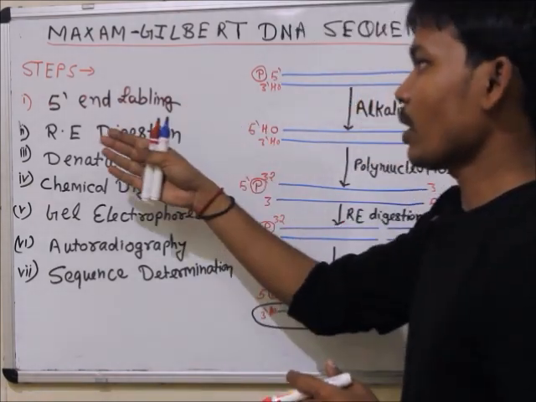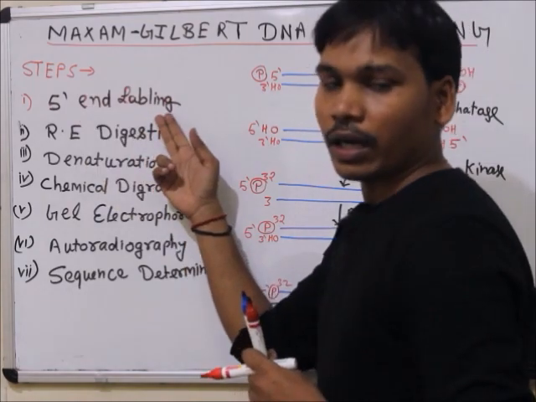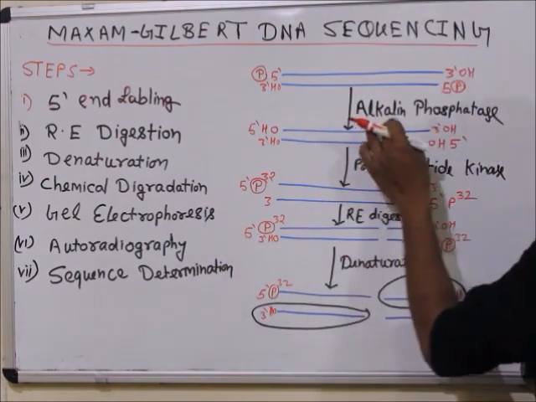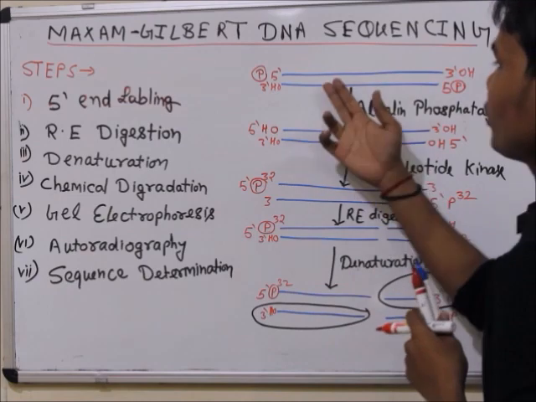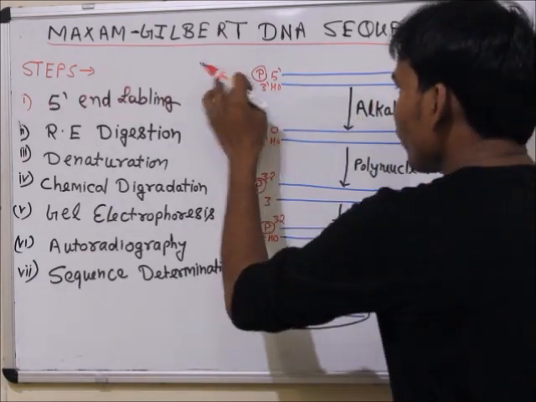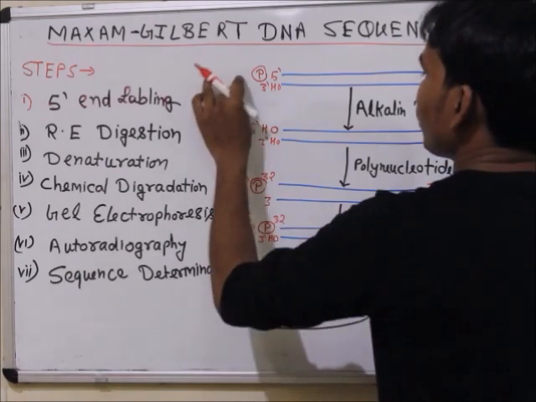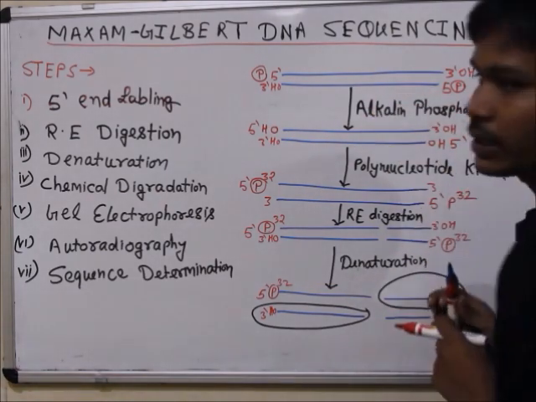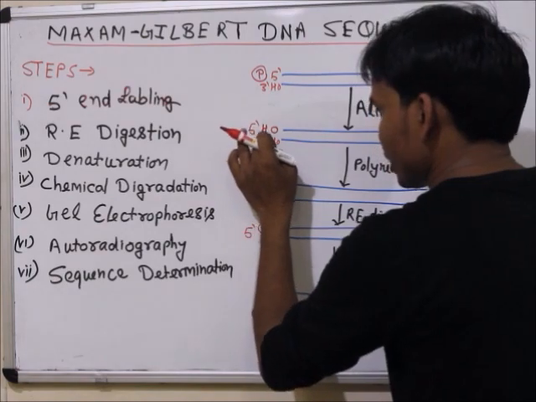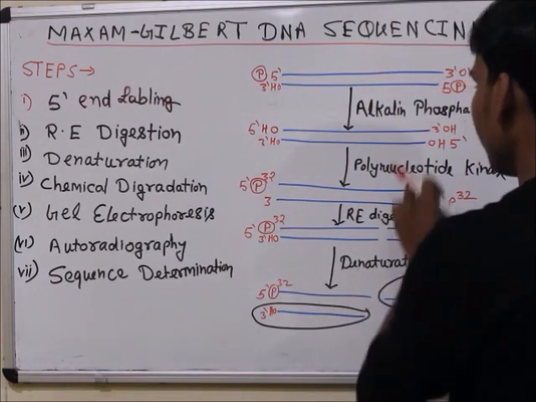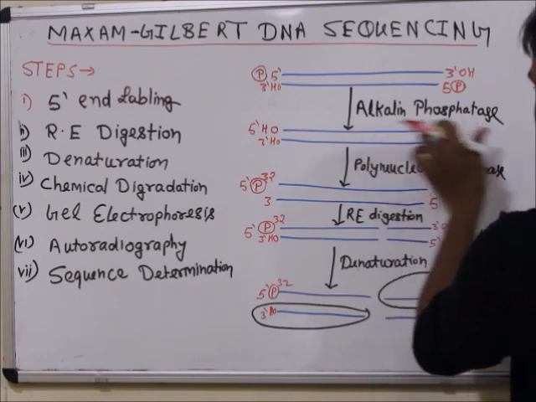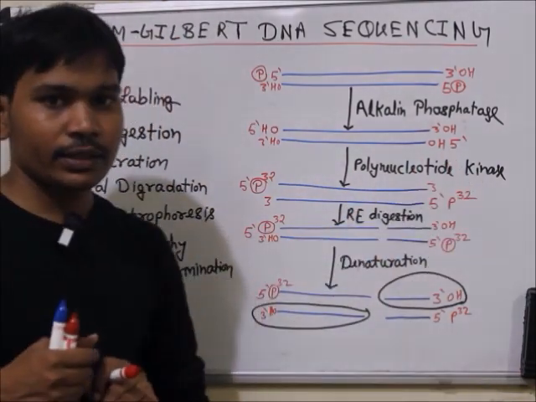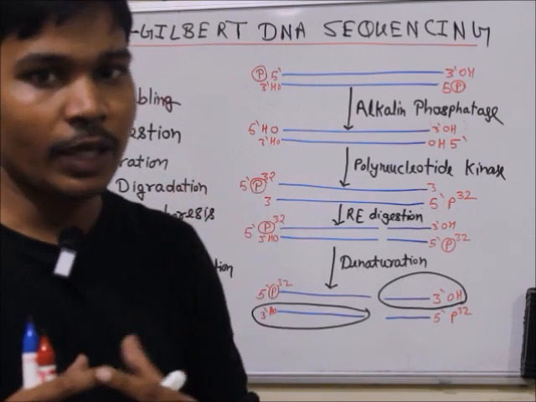So in the first step, how do we end label the 5' end of the DNA? The alkaline phosphatase enzyme acts on the double stranded DNA and removes the 5' phosphates. Only the 5' phosphates are removed by the alkaline phosphatase, leaving the 5'-OH group. Then polynucleotide kinase is an enzyme that adds the phosphates.